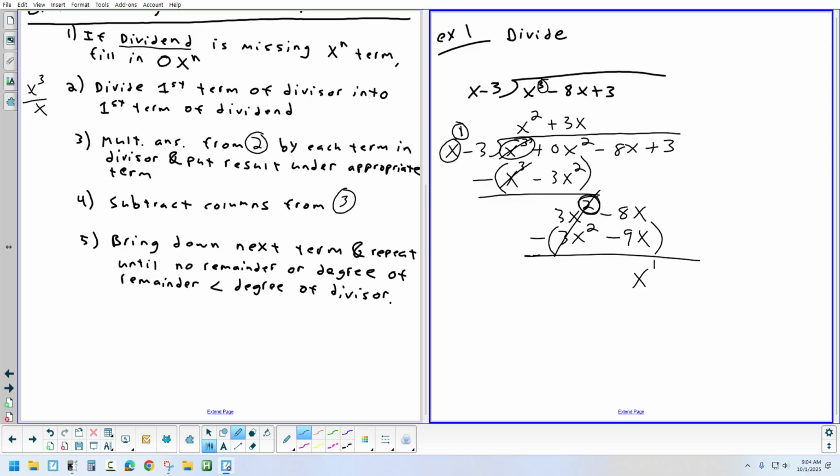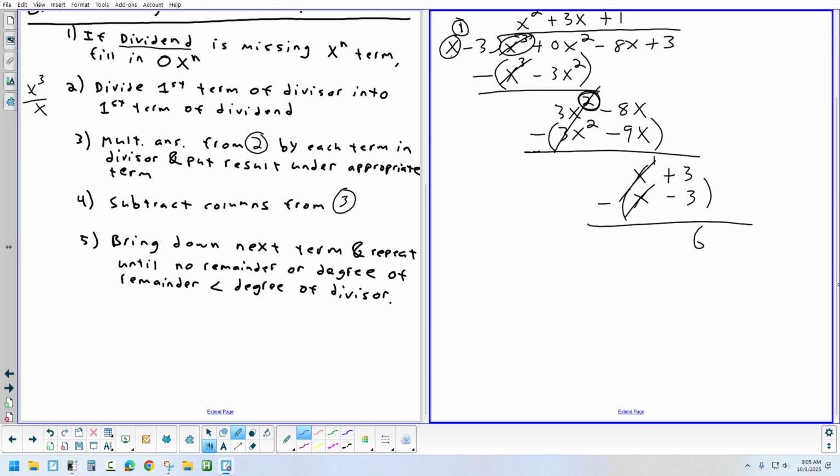All right, so bring down your 3. And now do x divided by x. How much does that give me? Yeah, 1. Now multiply it back out. 1 times x, 1 times negative 3, and subtract. What's my remainder going to be? Yeah? 6. Okay, so a couple different ways we can write the answer.